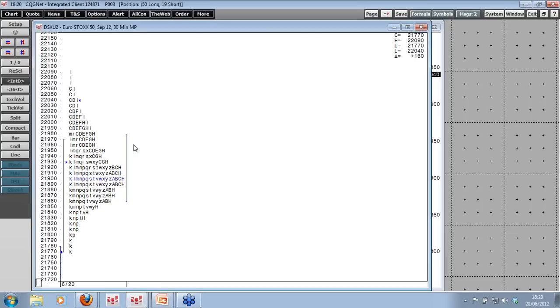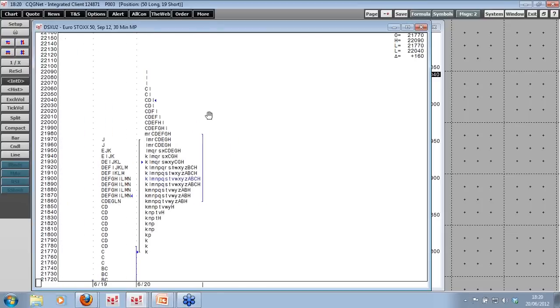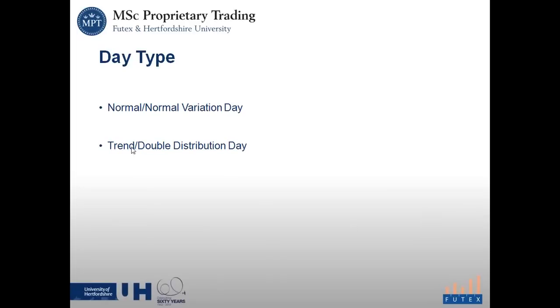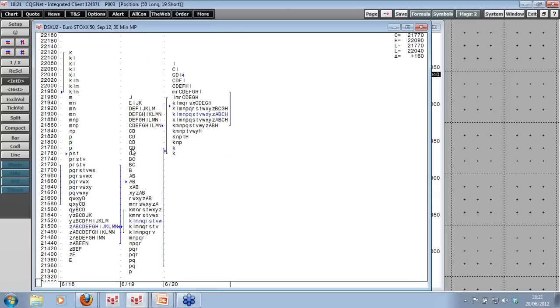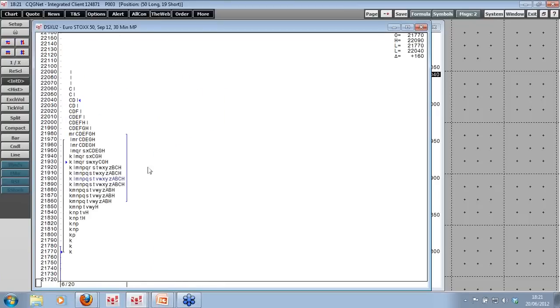But if it's not showing signs of being a range day, it's likely to be what we call a trend day, or it could be a double distribution day. What that means is, as you might expect in a trend day, the value is constantly shifting. Traders are constantly trying to find where fair value is, and therefore we do not have this nice build-up of volume in the middle of the day, but we're constantly looking to trend up or trend down.